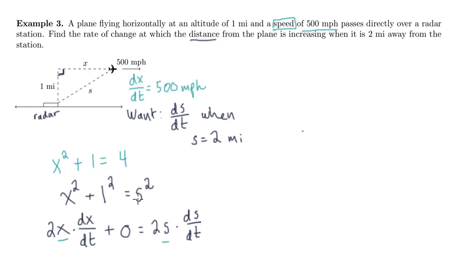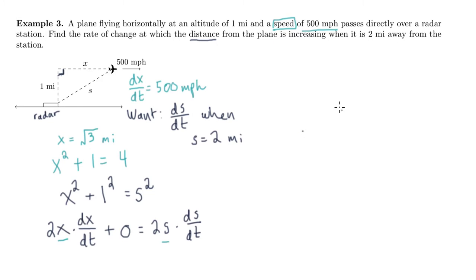So when s is 2, s squared is 4. Or in other words, x is equal to, if we subtract, we'll get 3, take the square root. Of course, we want the positive square root because this is an actual distance. It wouldn't even make sense to talk about a negative distance in this context. So when s is 2 miles, x is the square root of 3 miles.